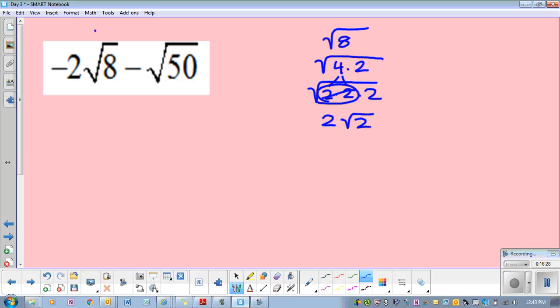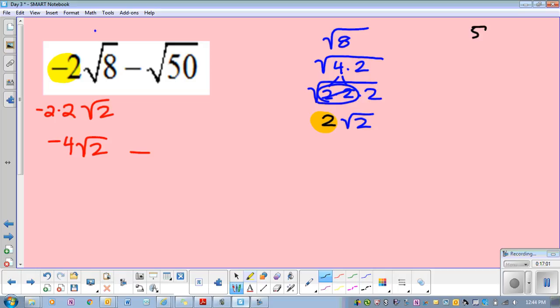Okay, so if I bring it back over here, I already have this negative 2 that's outside, so I need to multiply it with the one that came out. Does that make sense? So negative 2 times 2 root 2 gives me negative 4 root 2. All right, so this one's done. Now subtract. Okay, let's do square root of 50.